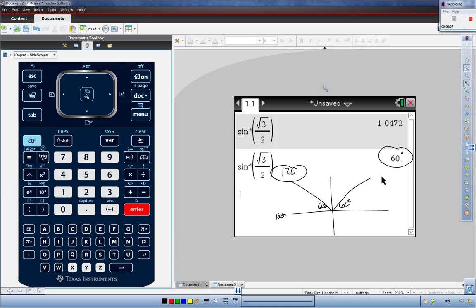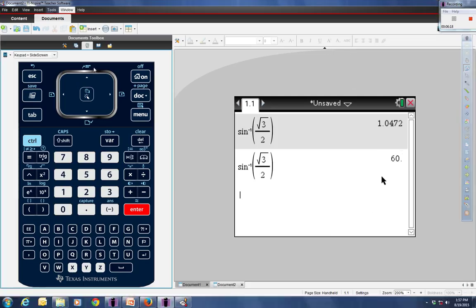So either way you go, you're still going to have to remember a smart trig class, because you're going to need to know which quadrants you're looking at. There's always going to be two of them. Okay? Alright, so let's go to another problem.